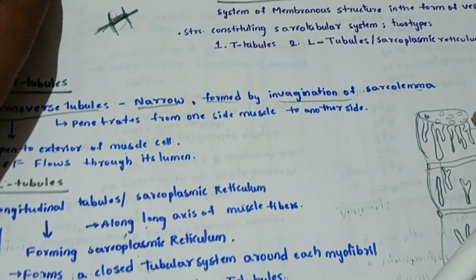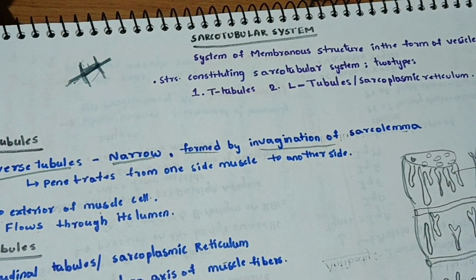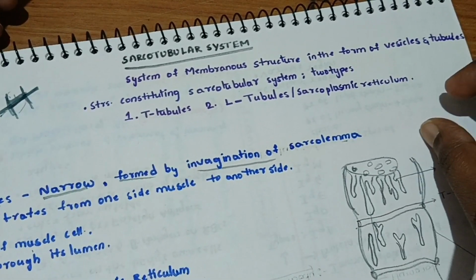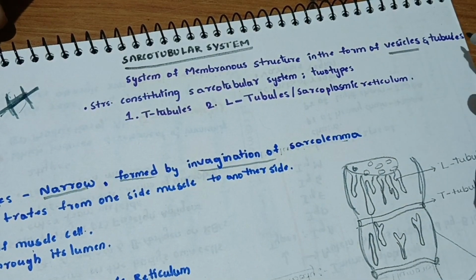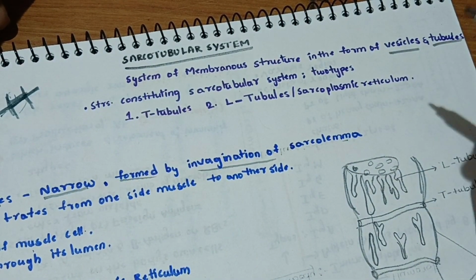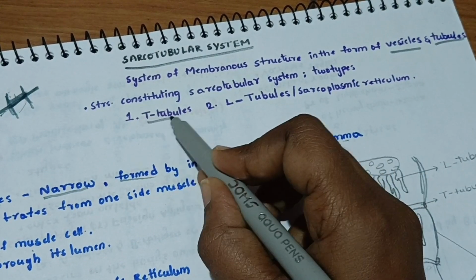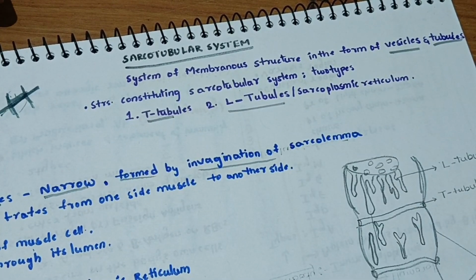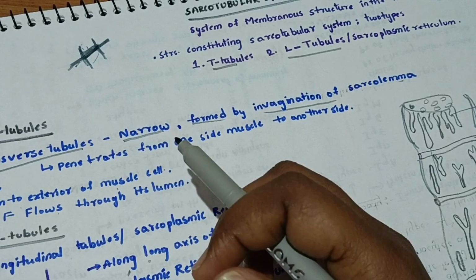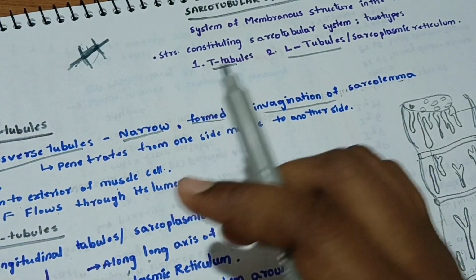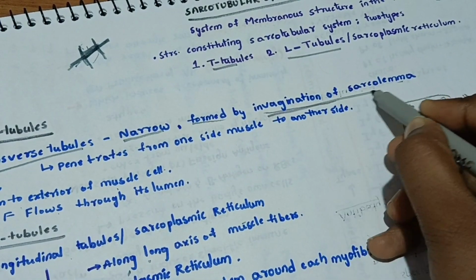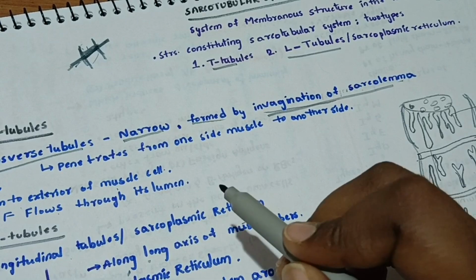Once again, what is the sarcotubular system? It is a system of membranous structure in the form of vesicles and tubules. It is constituted of two components, transverse tubules and longitudinal tubules. How is the transverse tubule formed? It is formed by invagination of sarcolemma.